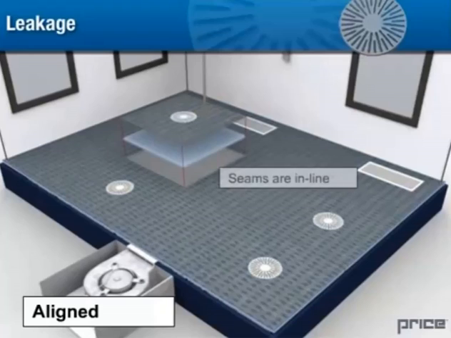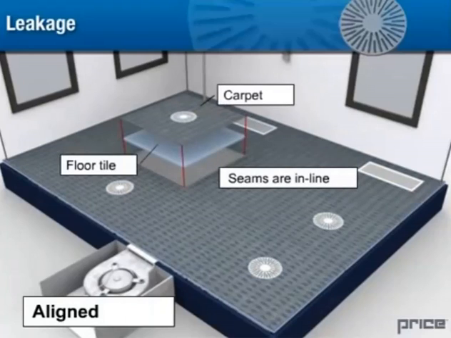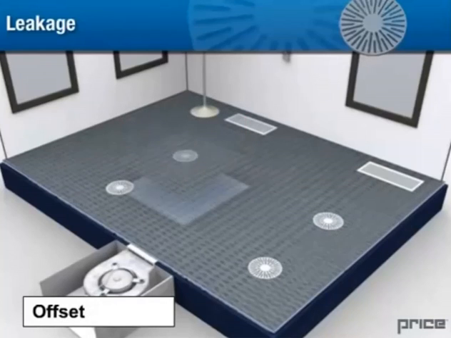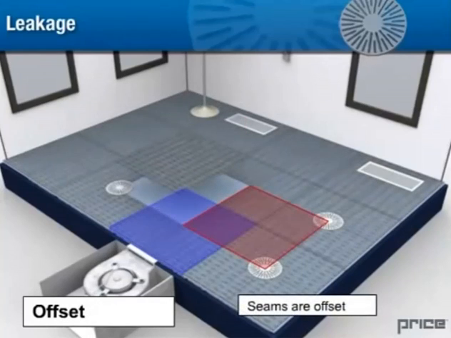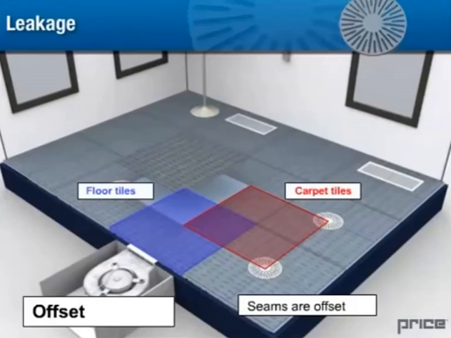Aligned refers to the carpet tiles, equal in size to the floor tiles, having their seams directly above the seams of the floor tiles. Offset refers to the carpet tiles, equal in size to the floor tiles, having their seams offset in both directions from the floor tiles.